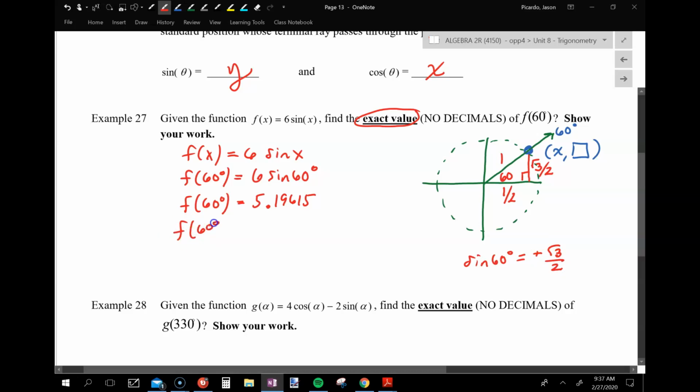So what am I going to do? I'm going to say that f of 60 is 6 times, because what did it want me to do, guys? It wanted 6 times sine of 60, right? So I'm going to do 6 times this radical 3 over 2. Guys, what is 6 times something over 2? What happens to the 2 and the 6? Can I reduce those? Yeah, I can, because 2 goes into 6 three times.